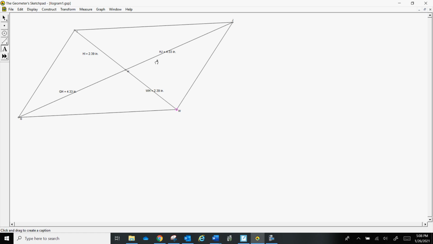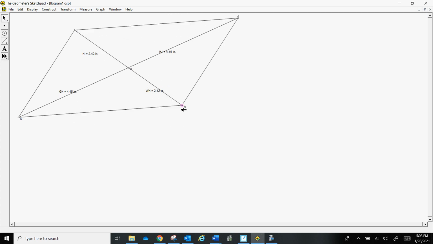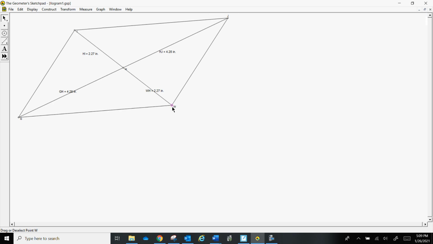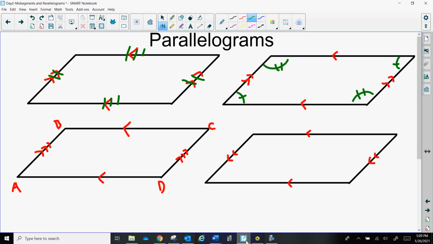GH is 4.33 and HI is 4.33. And it doesn't matter what the size of this parallelogram is. You can see as that moves around, those diagonals are basically, and the words to this are, the diagonals of a parallelogram bisect each other. And that's the part you want to write down in your notes, because that's the part on quizzes that'll come up in words. The diagonals of a parallelogram blank each other. Well, the diagonals of a parallelogram are going to bisect each other.